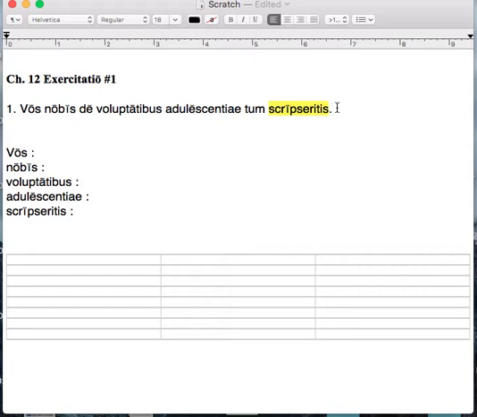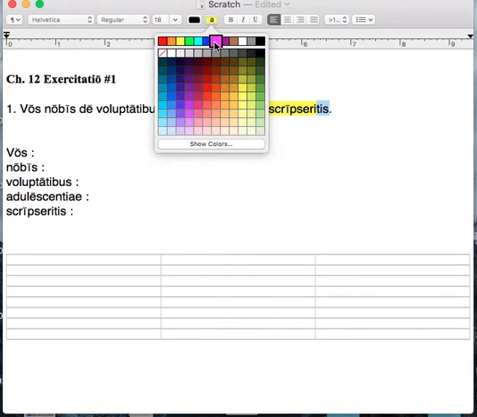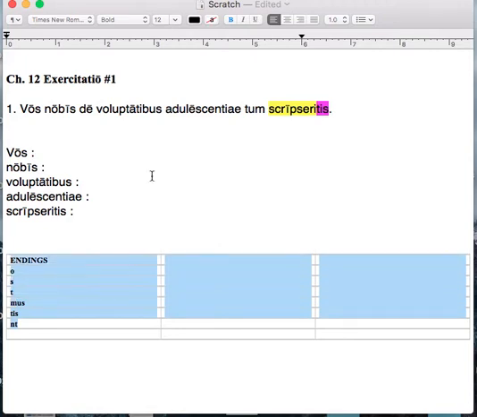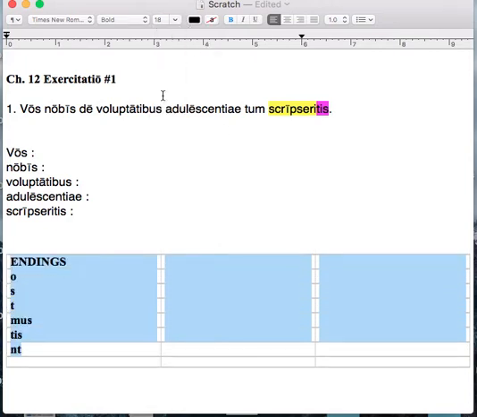And when we look at a verb, we want to look at the ending first to figure out its person and number. And scripseritis ends in tis, and if you look here at the bottom, our basic endings are o, s, t, mus, tis, nt. Let's get that bigger. It's really small. There we go. Now you can read them. So, this one is a tis.